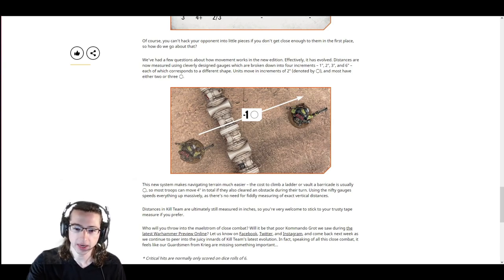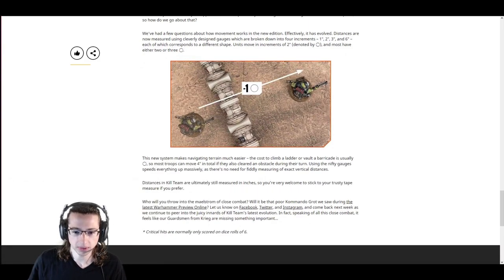And so here they have a diagram showing a model jumping over a barricade, and that takes away one of those circles. So this model can only move 4 inches horizontally. And the reason that they're doing this is because it says the new system makes navigating terrain much easier. The cost to climb a ladder or vault a barricade is usually a circle, so most troops can move 4 inches in total if they also cleared an obstacle during their turn. Using the nifty gauges speeds everything up massively, and there's no need for fiddly measuring of exact vertical distances.